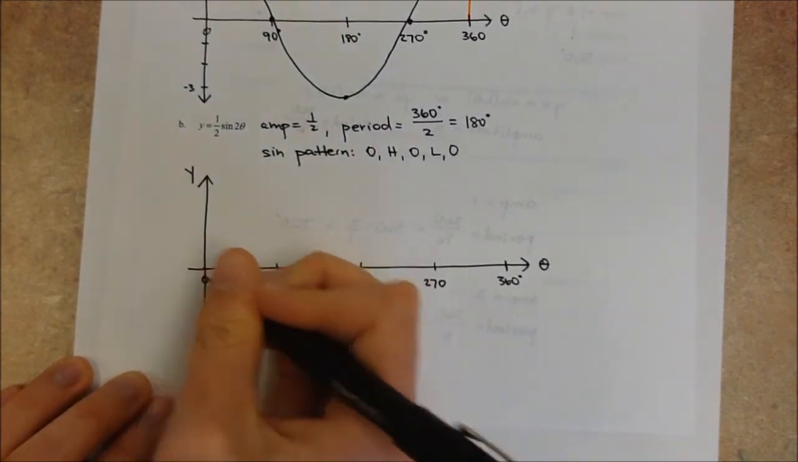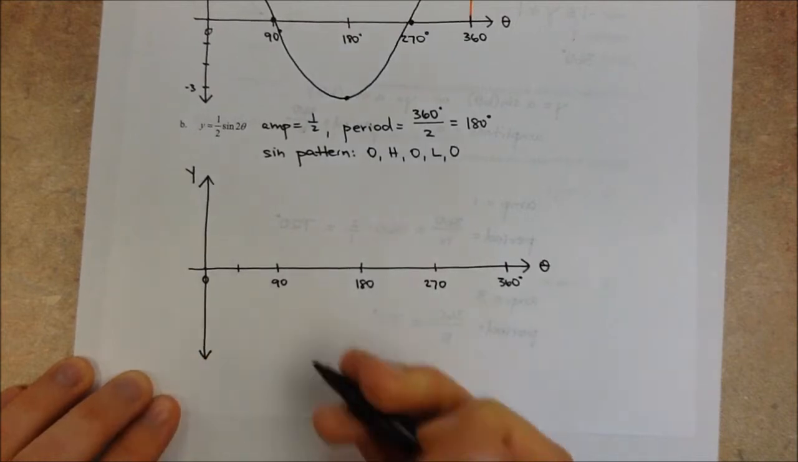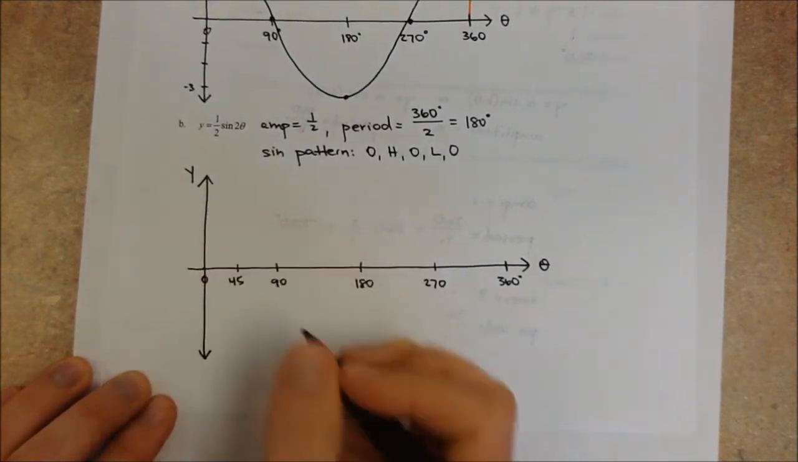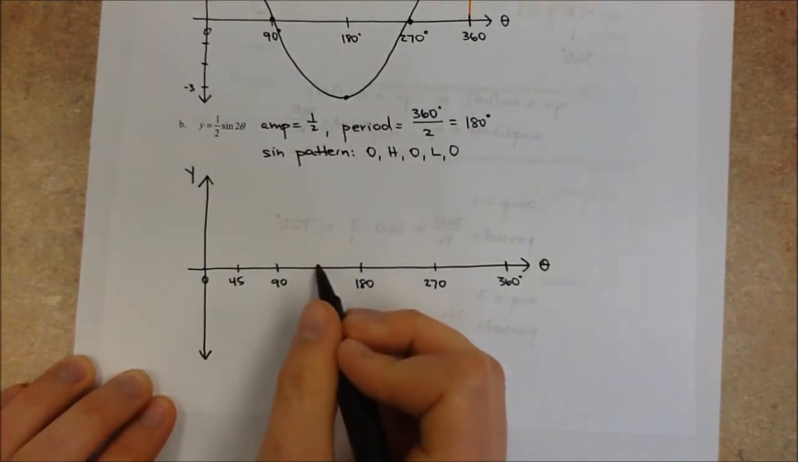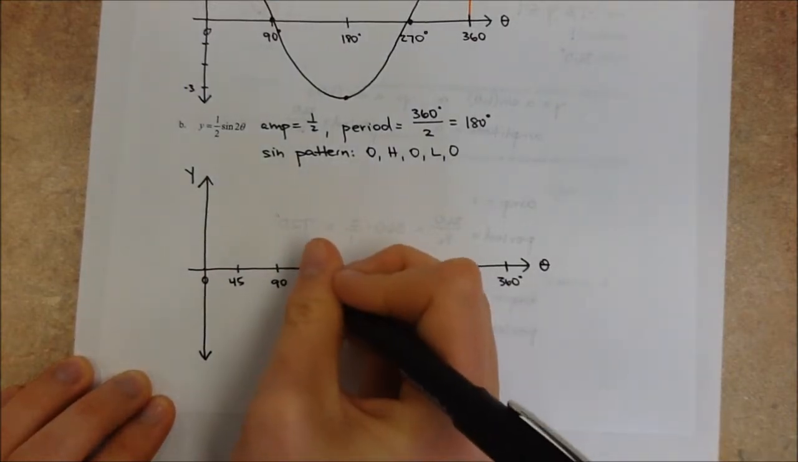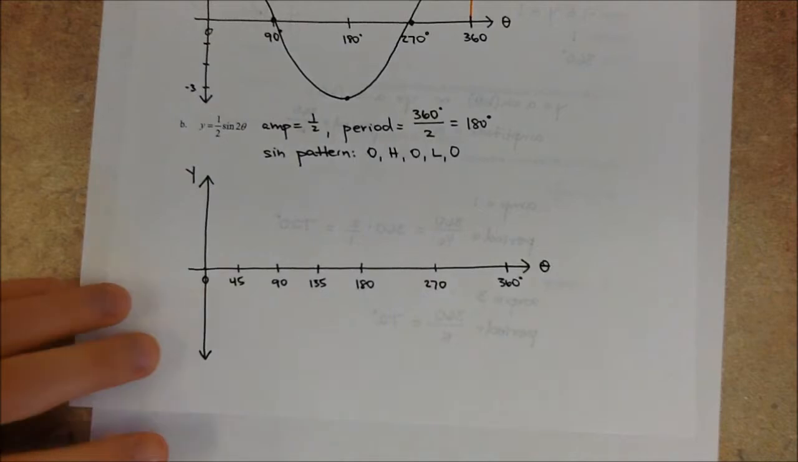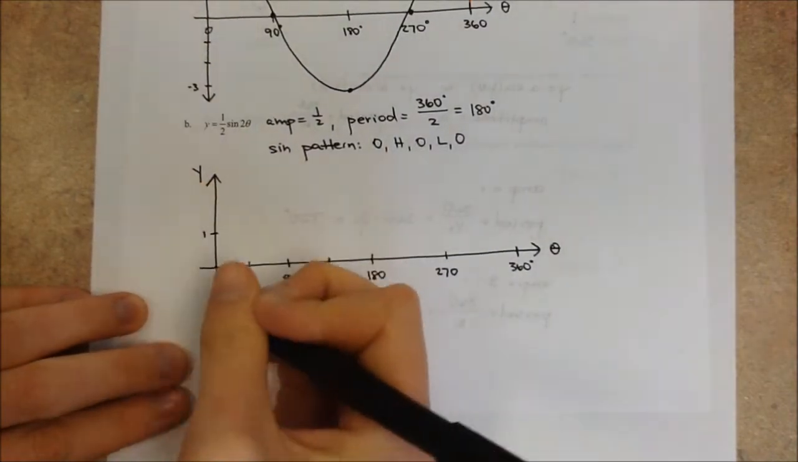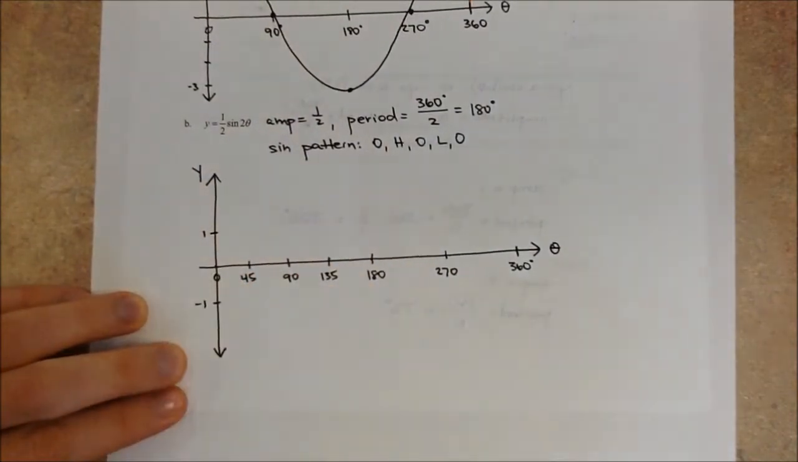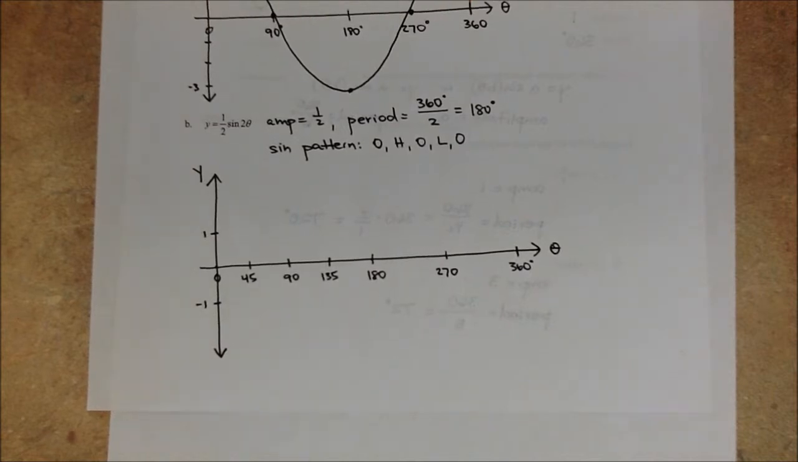So your starting point is still 0. Your quarter mark this time is going to be 45. That's halfway between 0 and 90. And your 3/4 mark is going to be 135. That's halfway between 90 and 180. All right, so for my amplitude, if this is 1 and this is -1, remember you're only going up halfway. Okay, my amplitude is just 1/2. So let's graph those 5 points.